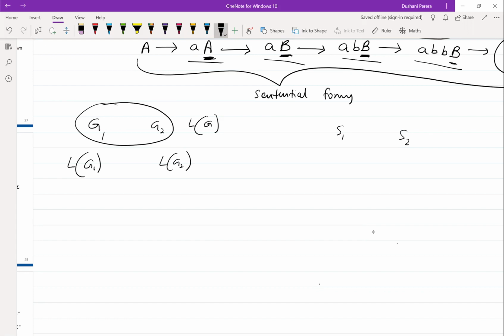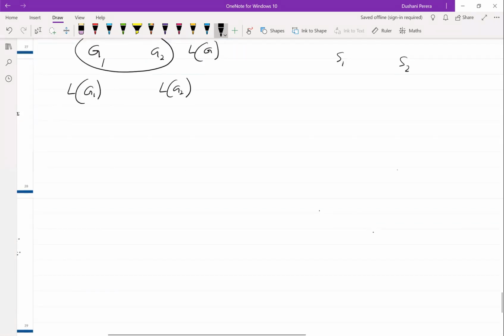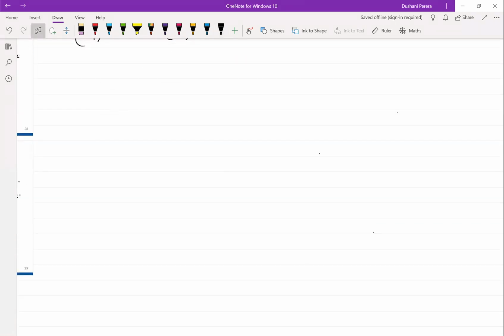Right. Now let's talk about a small example. We are talking about languages and grammars and the languages that they define. So let's take an example language. Earlier we took the English language as an example. Now we are going to take the Pascal language as an example.